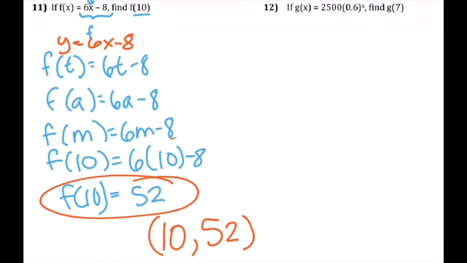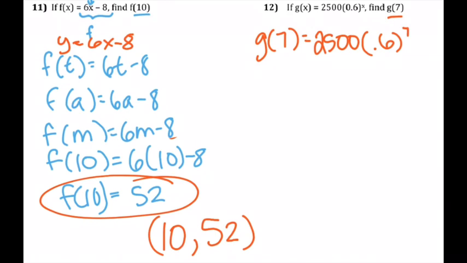All right. Okay, so it says to find g of 7. So that gives me my direction. What do I do? So first thing you do is you write down g of 7 equals, and then you write the function g, but instead of x, you're going to write 7. So we're going to write 2,500 times 0.6 to the 7th power, and you're going to get your little calculator, and you're going to calculate that.